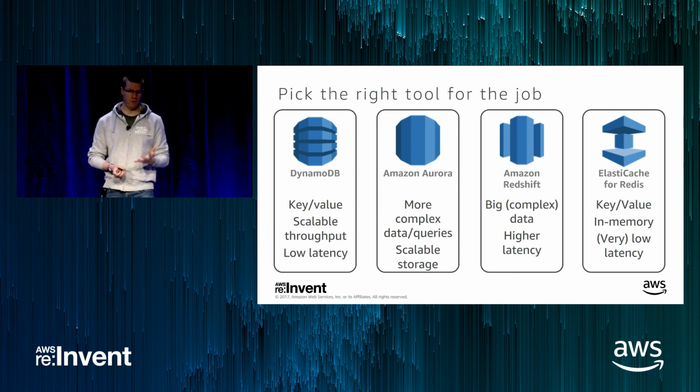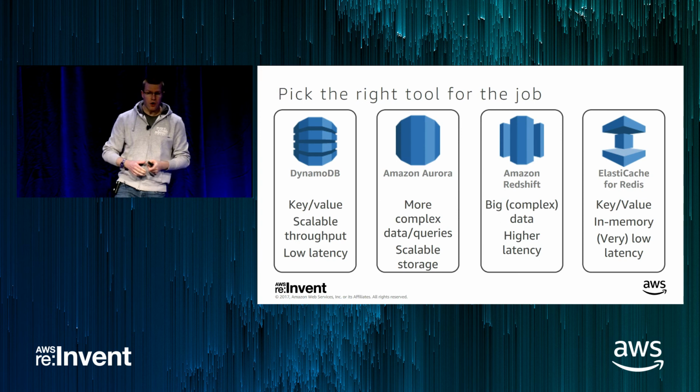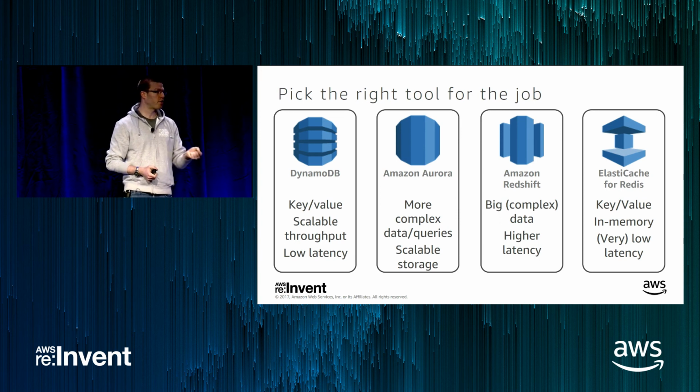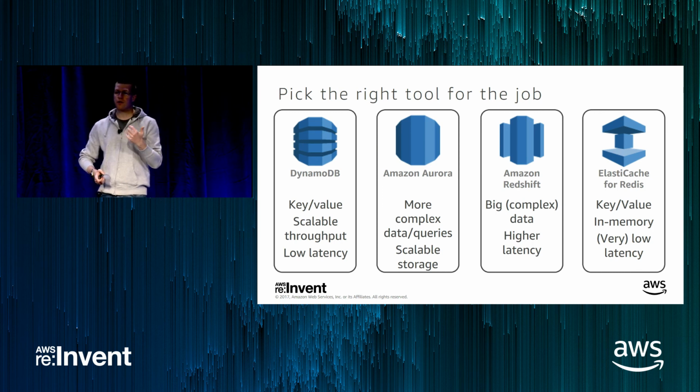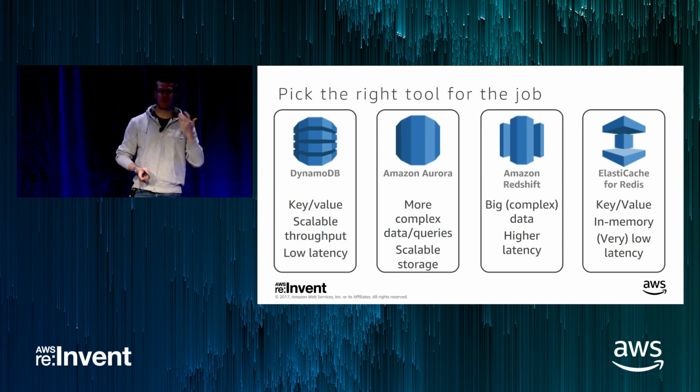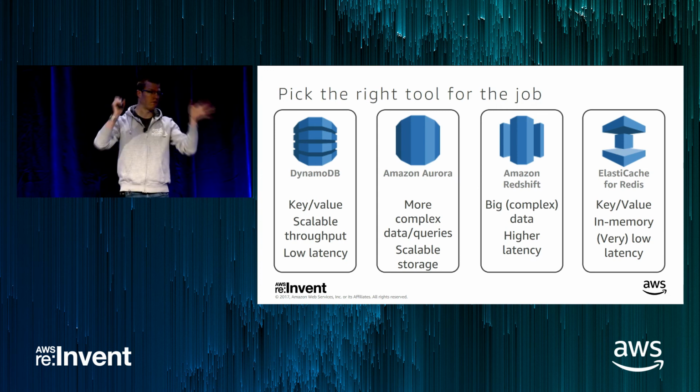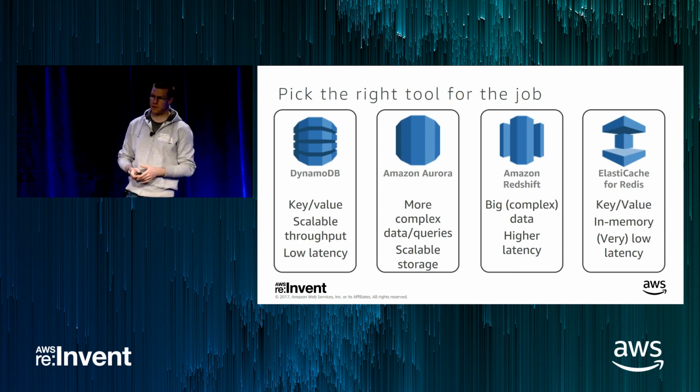Low latency, we all know that. Amazon Aurora, if you want to have a relational database, but you want to have scalable storage. Because Amazon Aurora automatically scales up and down on the storage side. You always pay for what you use, and then you have an instance on top with multiple read replicas, for example.